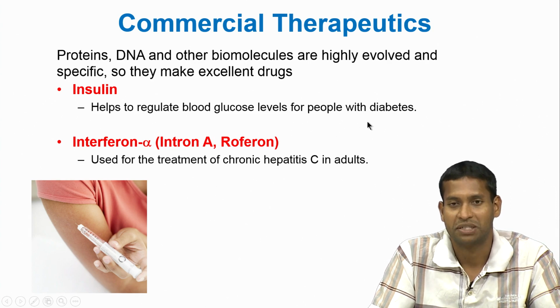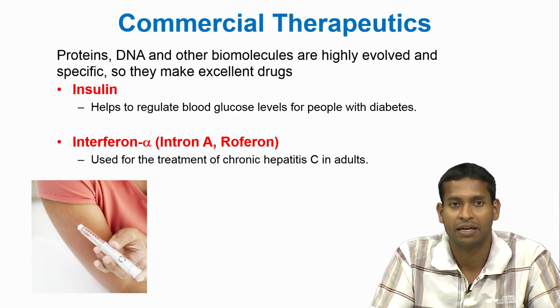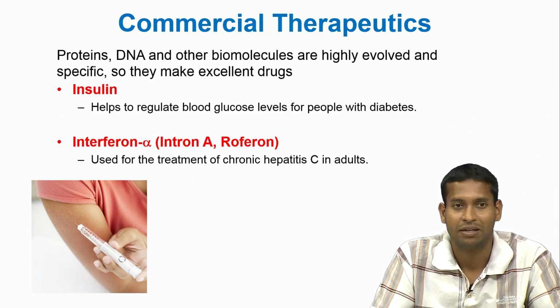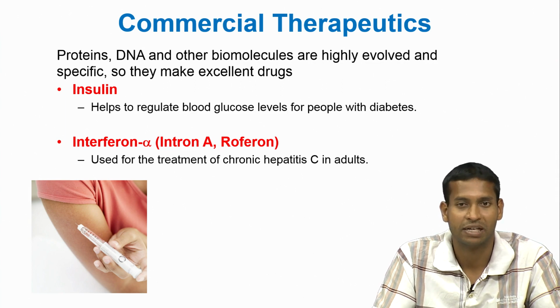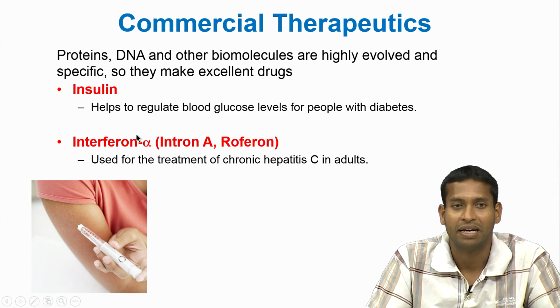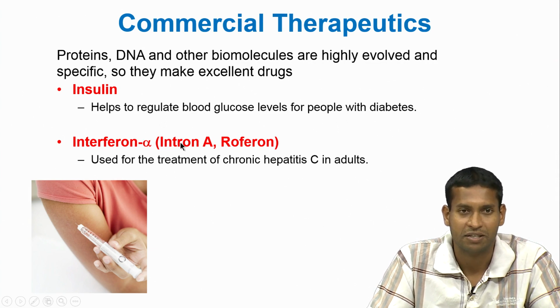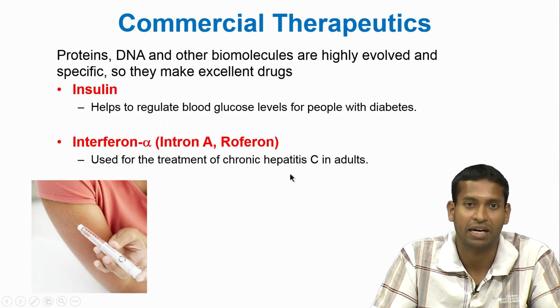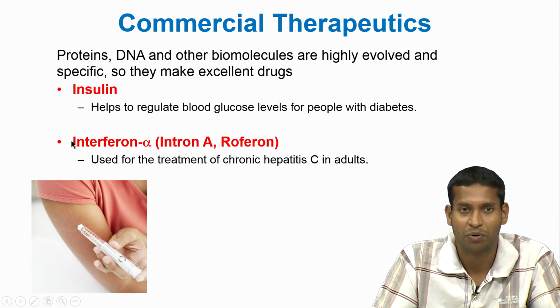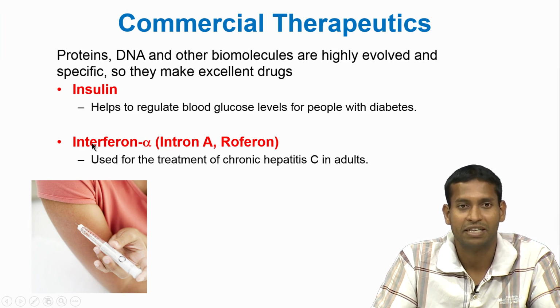So let's say if a person has diabetes, you would like to deliver insulin, but the problem is diabetes is a chronic disease, and it's very painful for a person to continuously eat tablets or continuously get injections, not really feasible. Similarly, another example is interferon alpha. This is used for treatment of chronic hepatitis in adults. So it is again a small protein that is given, which is interferon alpha, that kind of alleviates some of the symptoms that you see with hepatitis C.